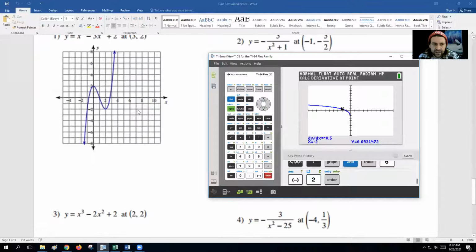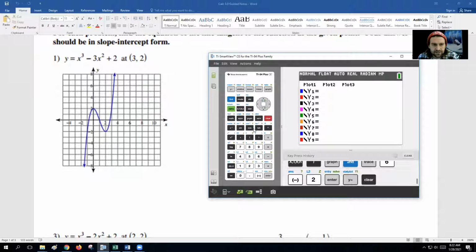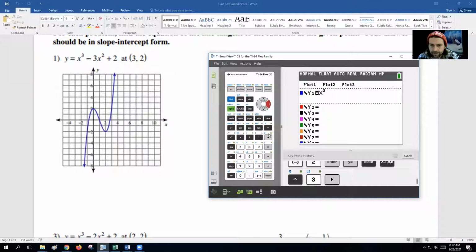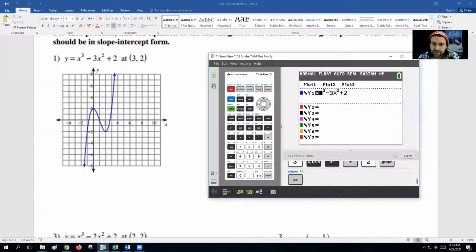So let me go through and let's start off with this original equation again. And let's go through and type it in. So we got x to the third minus 3x squared plus 2. So we have this graph here. What we can actually do is have the graphing calculator graph the derivative as well. Not just figure out what the derivative at a single point is, but we can have it graph the entire derivative. And this is how we do it.